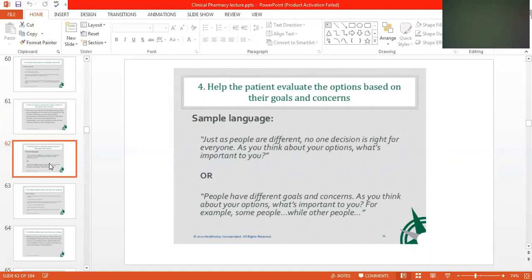So help the patient to evaluate options based on their goals and preferences. In simple language: just as people are different, no one decision is right for everyone. As you think about your options, what's important to you? You have to use this language with the patient. People have different goals and concerns. As you think about your options, what's important to you? For example, some people, while others.